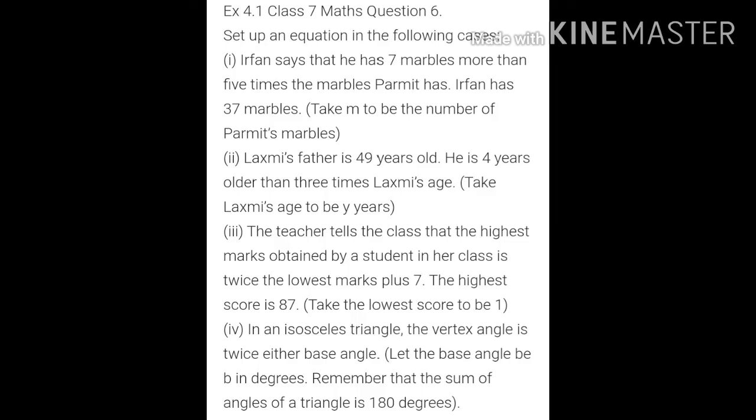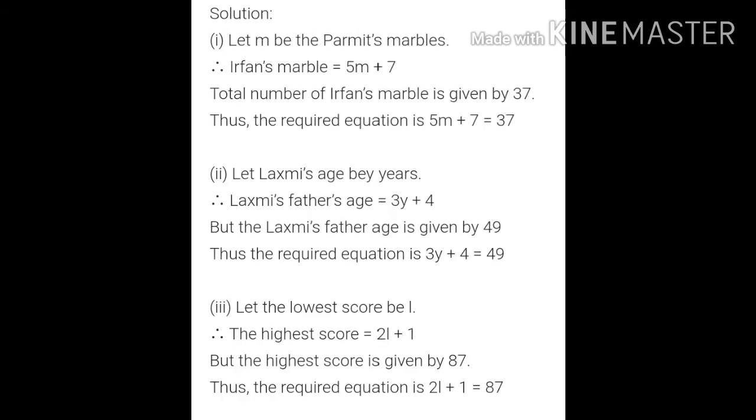Now question number 6, last question of the exercise. Set up an equation in the following cases. Here situations are given and we have to form the equation. Right? Irfan says that he has 7 marbles more than 5 times the marbles of Parmeet. Irfan has 37 marbles. Now in brackets a hint is given. Take M to be the number of Parmeet's marbles. Similarly, 4 parts are given.